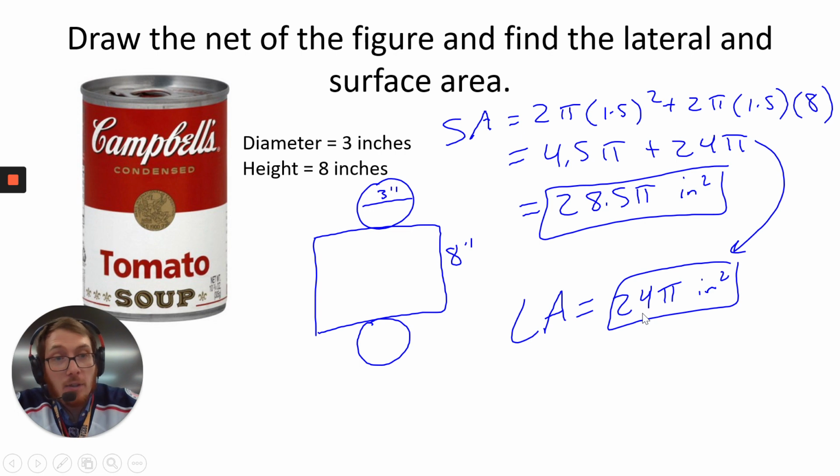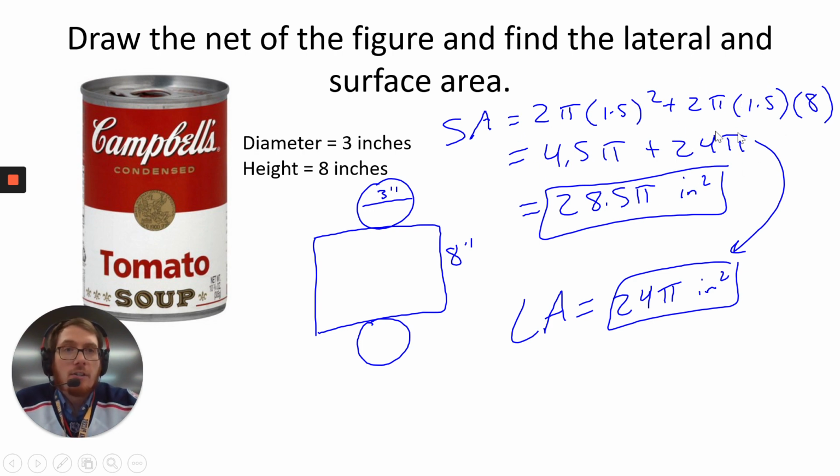If you want the lateral area of this, which is basically where it says Campbell's tomato soup, just the label area, so not the top and bottom. So if a company wants to know how much area to expect for that label, now there's a little overlap because of the gluing and all of that, but we're just getting a basic idea here. That lateral area should be found just using this information already.